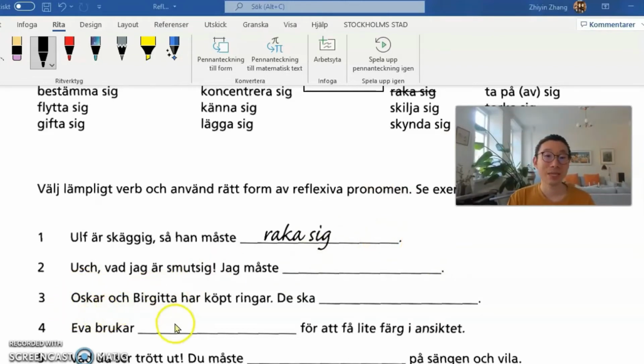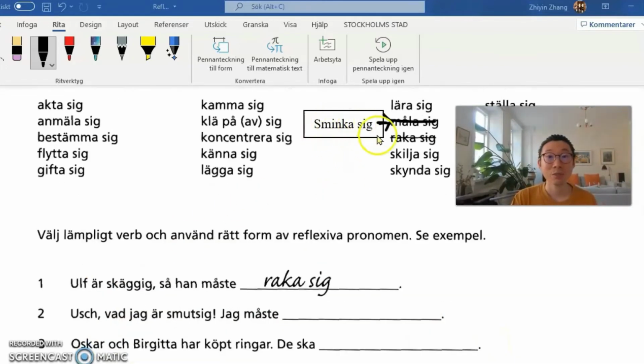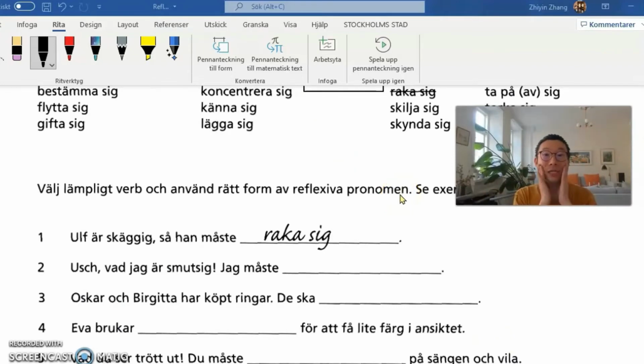Oskar och Birgitta har köpt ringar. De ska gifta sig. Gifta sig. Oskar and Birgitta, they've bought rings. They will marry each other. Men på svenska, gifta sig. Eva brukar sminka sig för att få lite färg i ansiktet. Eva usually puts on some makeup to get some color in her face.